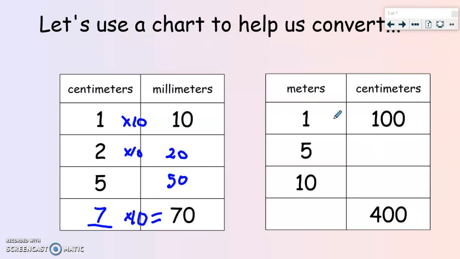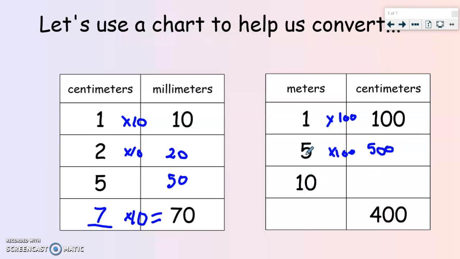Okay, and we have another chart here. So this time we're going to convert meters to centimeters. So again, our inputs are here, the meters, and our outputs are the centimeters. And again, we know that rule that it takes 100 centimeters to make 1 meter. So our rule is going to be to multiply by 100. Okay, so if I had 5 meters, how many centimeters would that be? Right, 5 times 100 would be 500.